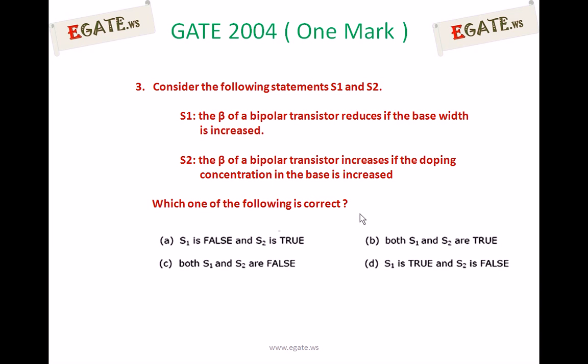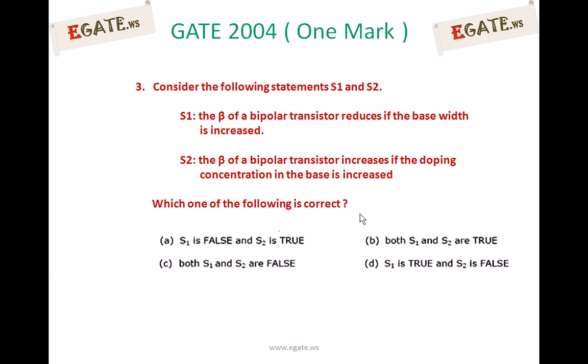Statement 1. The beta of a bipolar transistor reduces if the base width is increased. Statement 2. The beta of a bipolar transistor increases if the doping concentration in the base is increased. Which one of the following is correct?